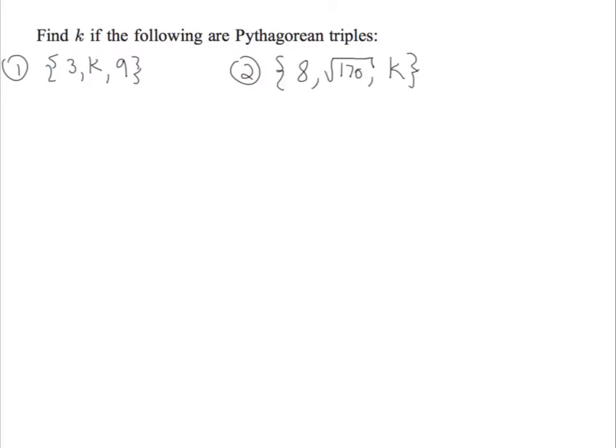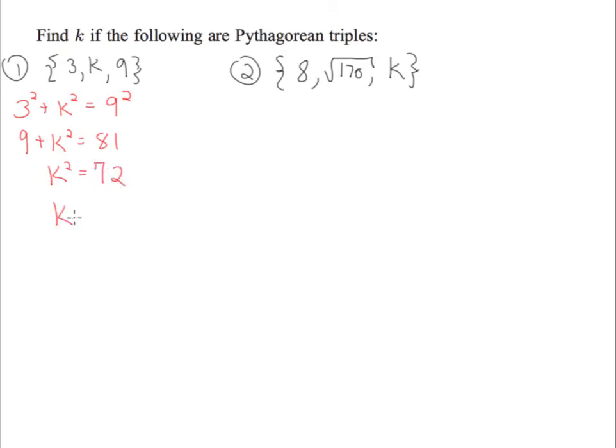Next two examples, we're going to find k so that these three numbers form Pythagorean triplets. So we set up the same way as we did in the last problem. We're going to take that 3 squared plus k squared is equal to 9 squared. This time it needs to be equal to. And then we're going to simplify down and we're going to solve for k as we've done in the past. So we end up with k squared is equal to 72.